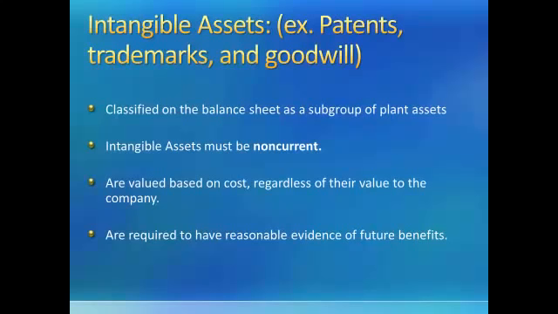So, an intangible asset is a probable future economic benefit that's non-current, that lacks physical substance. It's included on the balance sheet based on actual cost, and examples of intangible assets include patents, trademarks, and goodwill.